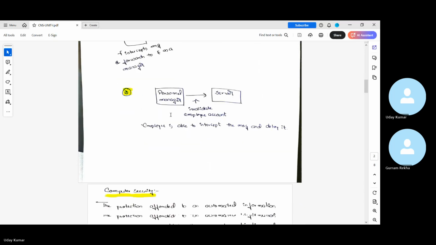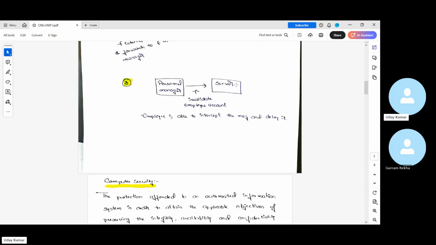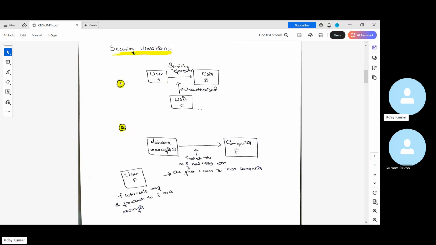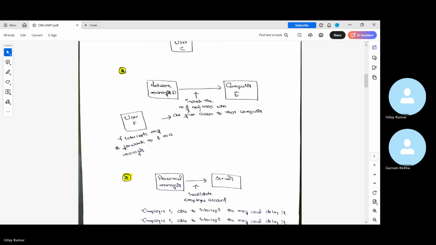Next, a personnel manager is sending a message to the server to invalidate an employee account, but that particular message gets delayed. We want to invalidate the account for some reason, like the employee is not in the company anymore, or he has done something. By the time the message is delayed, he may be committing some information security violation. So these are the three violations, students.